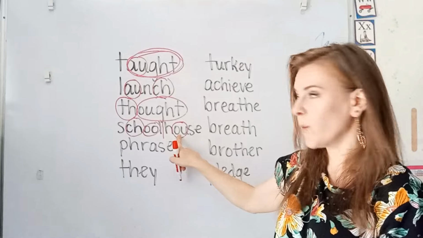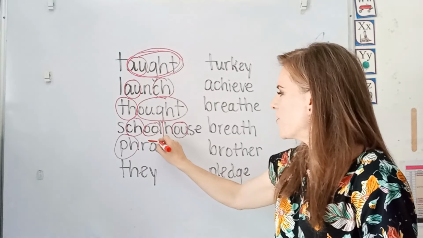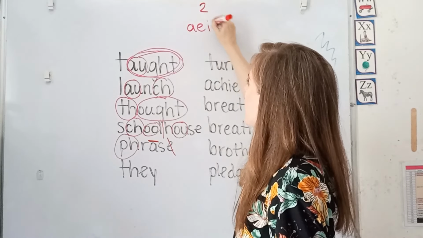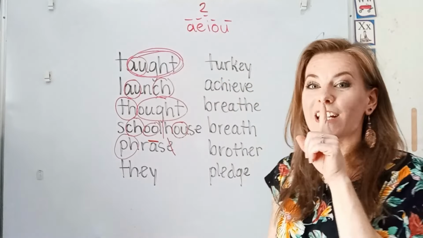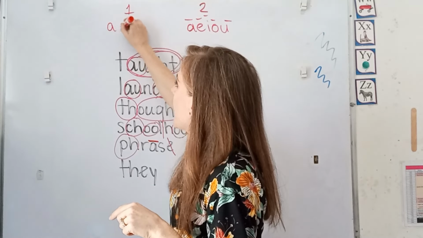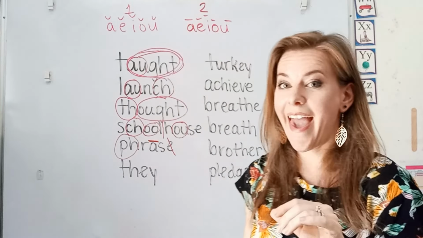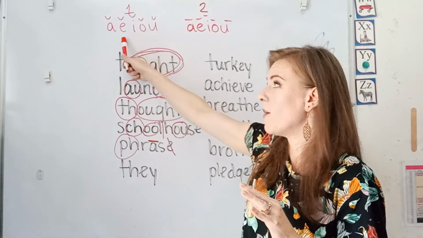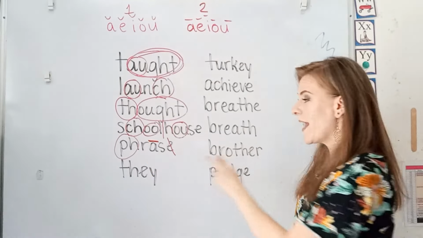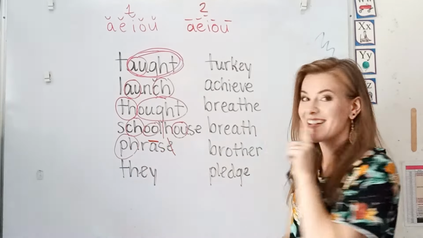Ought, ow. Here we have the PH in phone. And then we have two vowels. A is long, the E is silent. When you have two vowels in a word, the first vowel is long, and the second vowel is silent. When you have one vowel in a word, then it's usually a short sound. So one vowel, usually short. Two vowels, the first vowel is long, and the second vowel is silent. So here we have the two vowels. A is long, and then the E is silent.